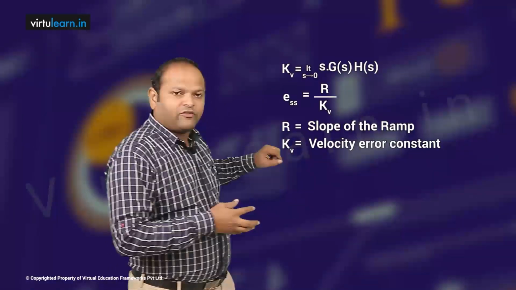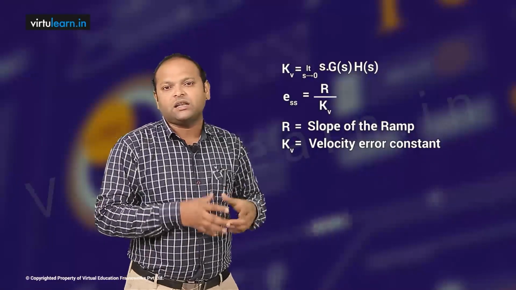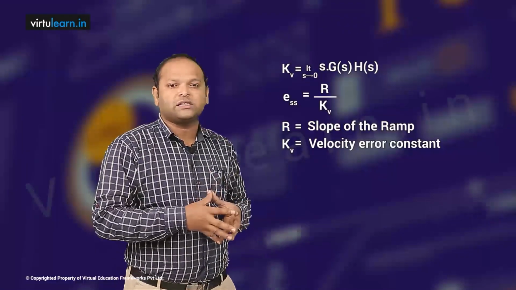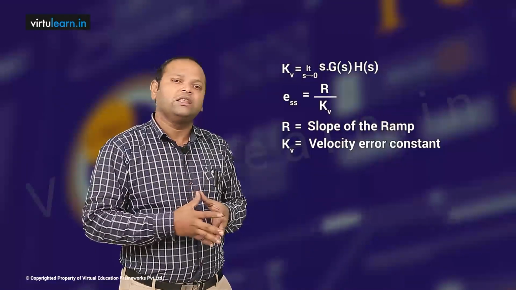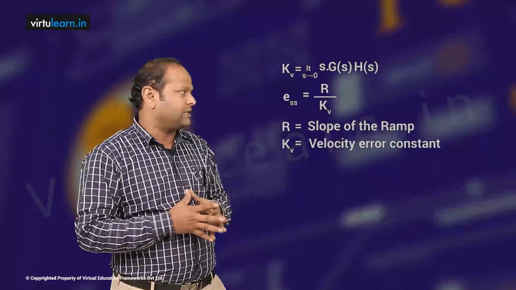So what is the difference between the velocity error constant and the positional error constant? The positional error constant is limit s tends to 0 of GH of s. Here we have Kv equal to limit s tends to 0 of s into GH of s. Therefore we have an extra s term. The position derivative is the velocity.